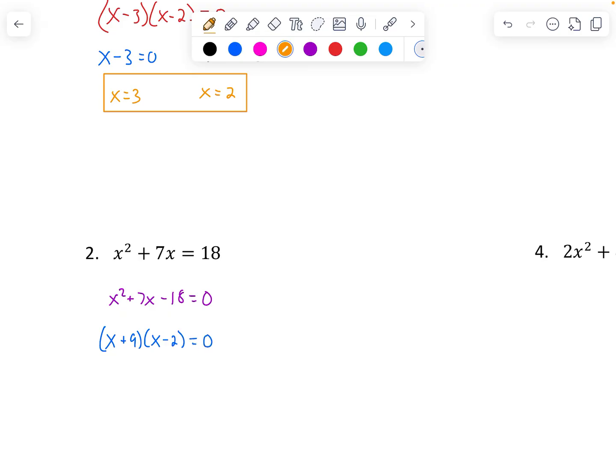And then again, you set each of these equal to 0 separately, which I'm not going to show. So you get x = -9 and x = 2. You can just write your answers like this. Don't put them in parentheses though, because then that looks like an ordered pair, which it's not supposed to be.